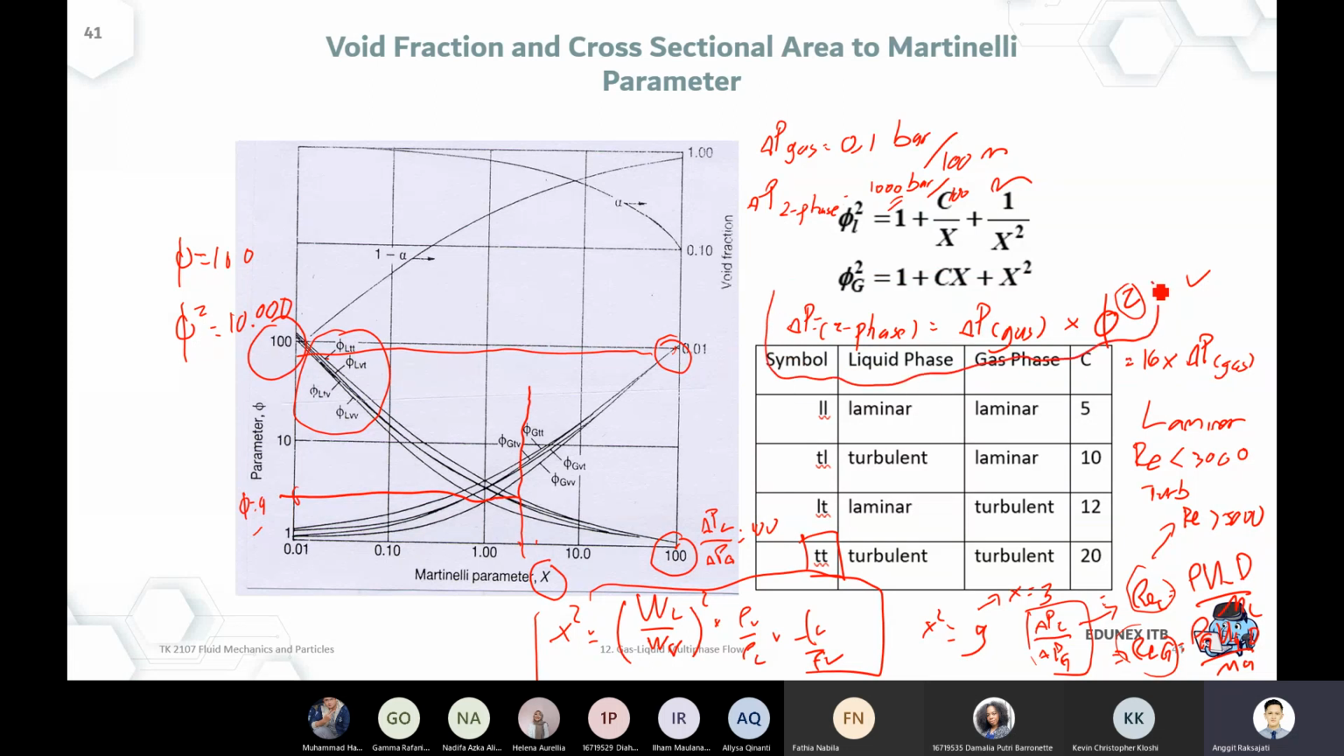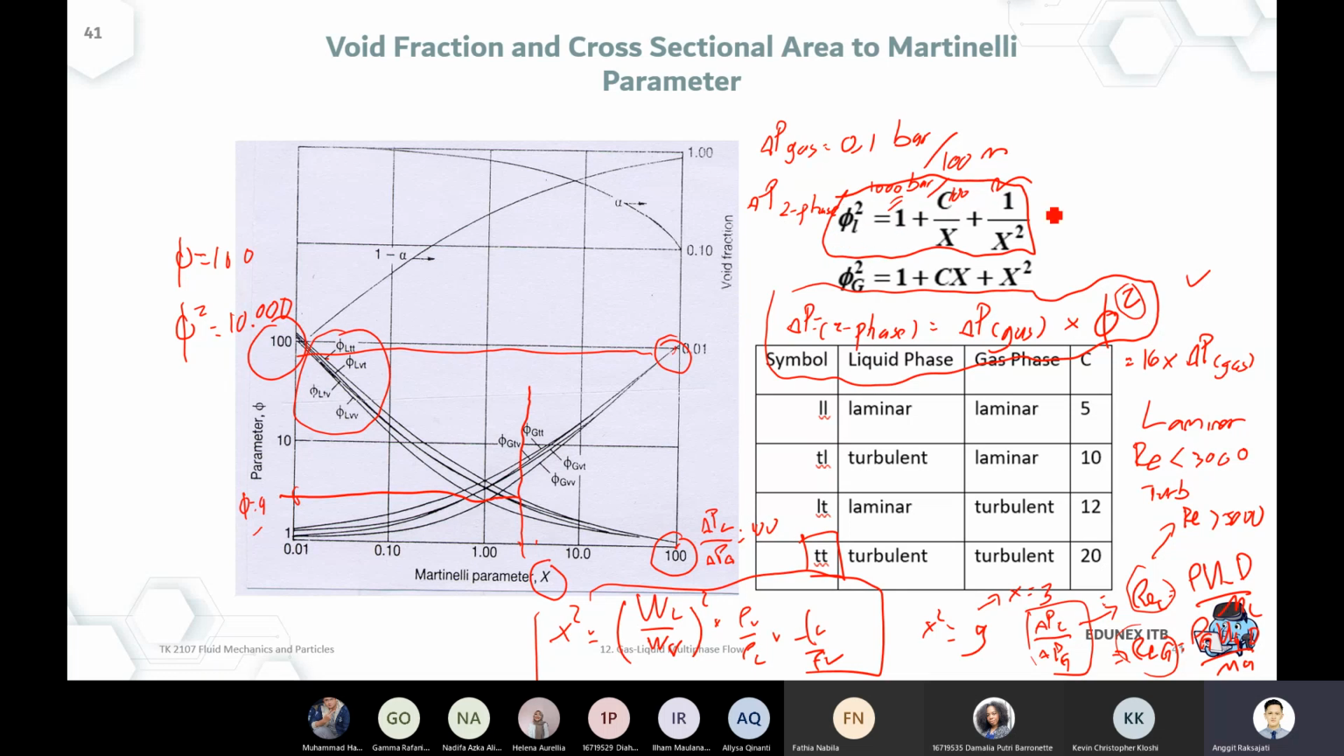Or if you want to be safer, then I would say choose the dominant part of your stream. Choose the dominant part of your stream. That means if you know that it's liquid dominant, then you choose this correlation. Because to get this part, actually the number is coming from this correlation.